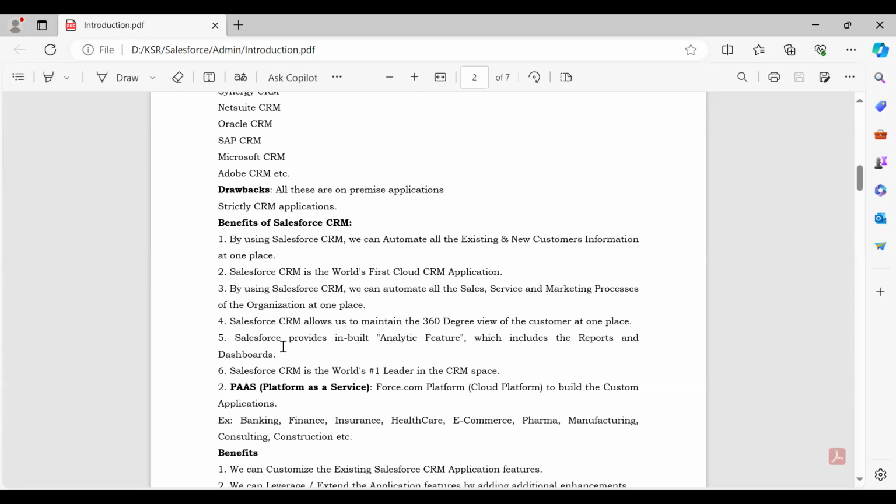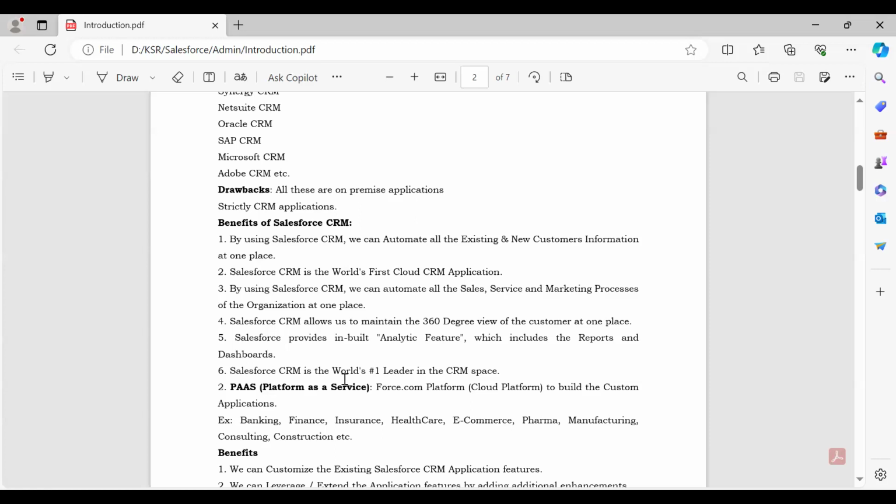So that just by seeing the dashboard, I can get a complete view of the sales related processes of my organization. It may be daily sales, weekly sales, or monthly sales. Just by seeing a single dashboard, single chart, I can get the complete information related to my sales. So this is also one of the benefits of Salesforce. We can not only store the data, we can even analyze the data by generating reports as well as dashboards.